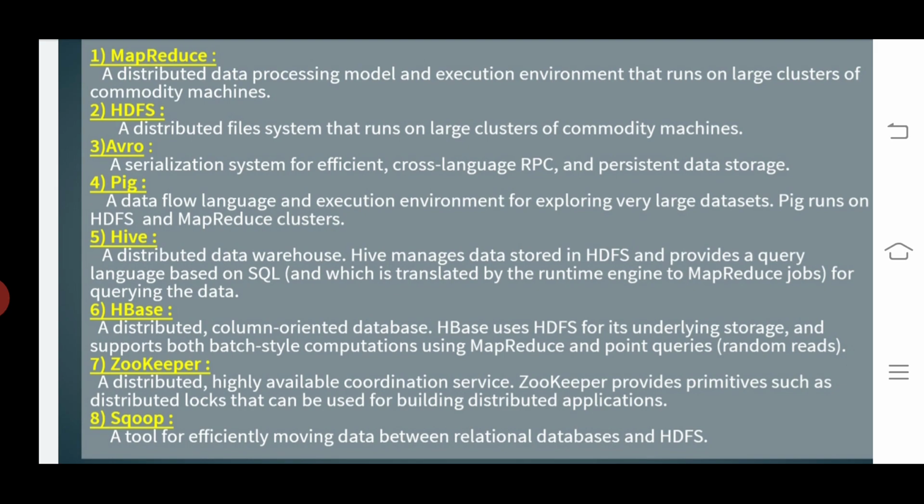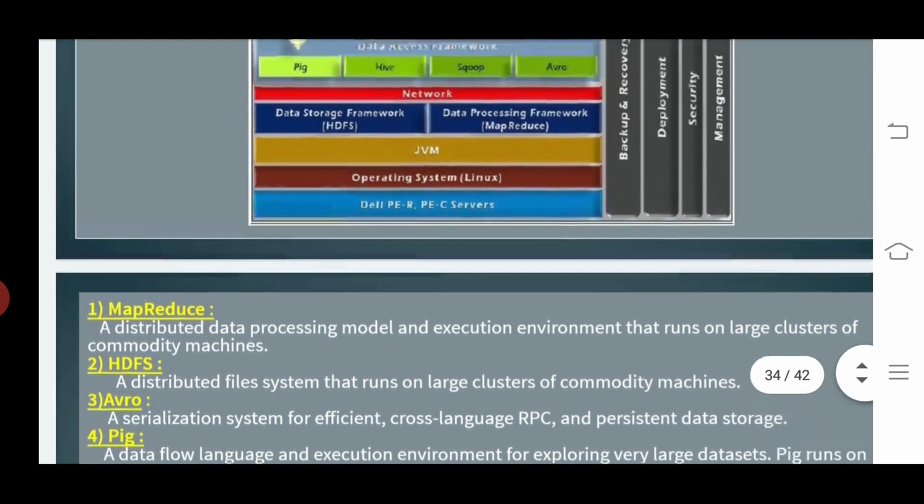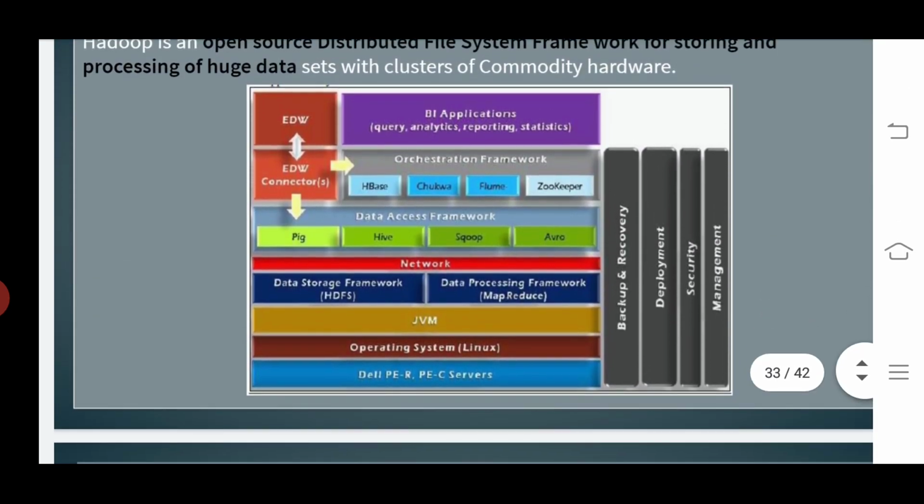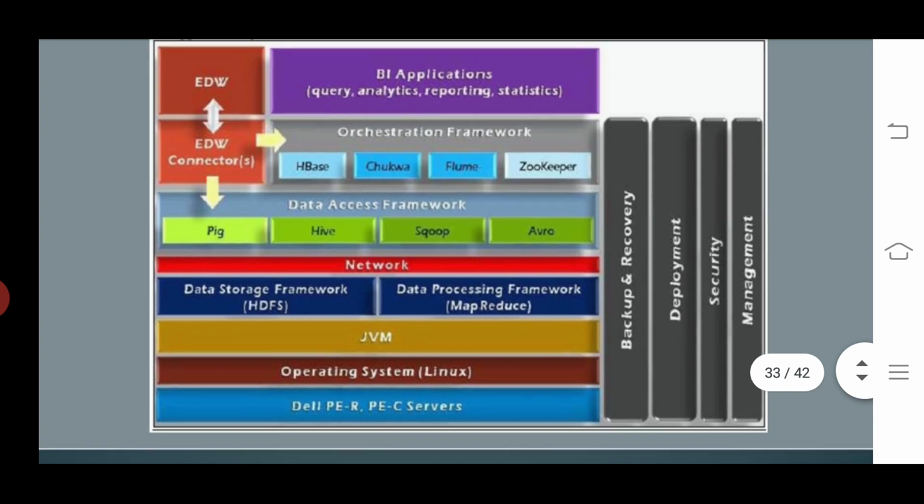Coming to Sqoop, it is a data access framework. If you look at this diagram, you can understand it clearly. Here, HBase and ZooKeeper are included under the orchestration framework. And Pig, Hive, Sqoop, and Avro are included under the data access framework.